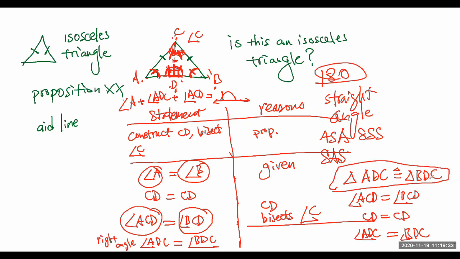So because this triangle is congruent, therefore we know AC is congruent to BC. So it means this line is congruent to that line, and therefore it's an isosceles triangle. Good.